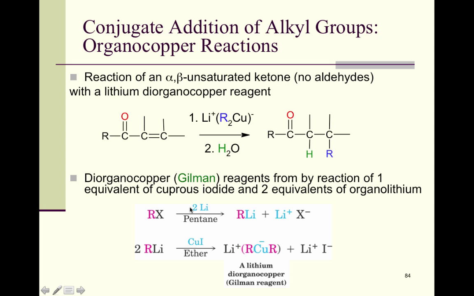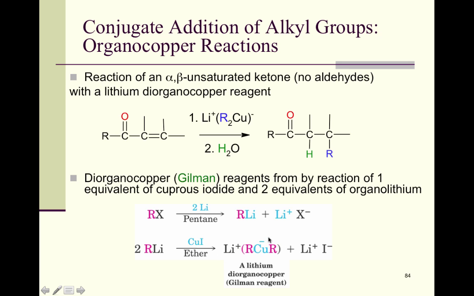This is the Gilman reagent. The Gilman reagent is another organometallic, and in this case we have an R group and X. X is any kind of halogen that makes a great leaving group. 2 moles of lithium and pentane, and what happens is we end up getting our lithium attached to our R group. It basically substituted where the halogen was. Now we're going to take 2 of these, notice I have 2 moles here, and we're going to introduce copper iodide and ether, and now we made this compound right here. This is a lithium diorganocopper. This is our Gilman reagent right here.